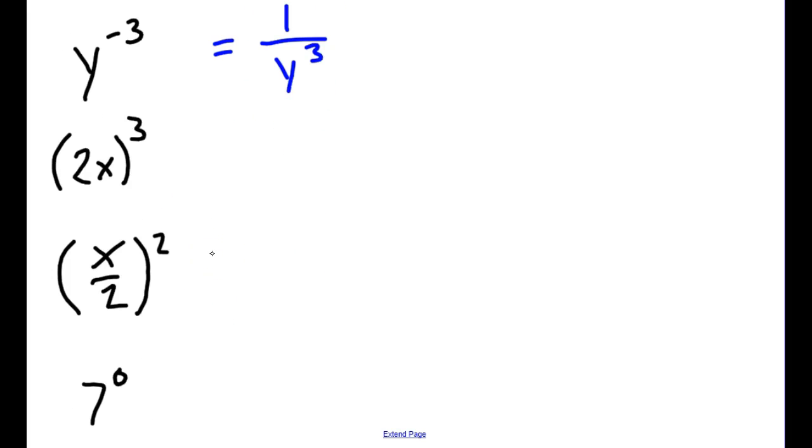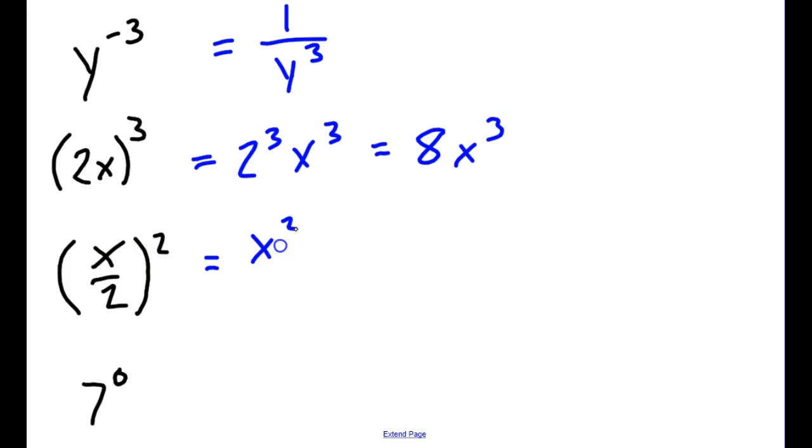Next one, we have a set of parentheses. We have two factors being multiplied inside, raised to a power. We have to distribute this power to each of those factors. This will become 2 cubed times x cubed, which we can simplify to 8x cubed. Next one, very similar, except we have a quotient. We have to distribute this power to the numerator and the denominator, which will give us x squared over 2 squared, which will simplify to x squared over 4.